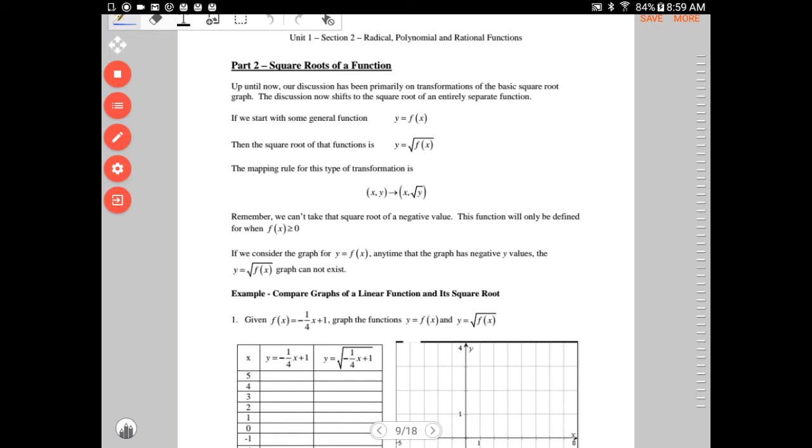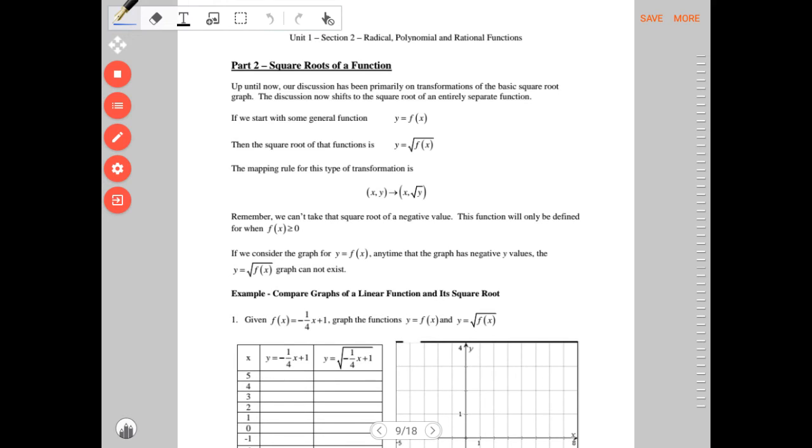Part 2, Square Roots of a Function. Up until now, our discussion has been primarily on transformations of the basic square root function graph. The discussion now shifts to the square root of an entirely separate function. So if we start with some general function, y equals f of x, then the square root of that function would be y equals square root of f of x.